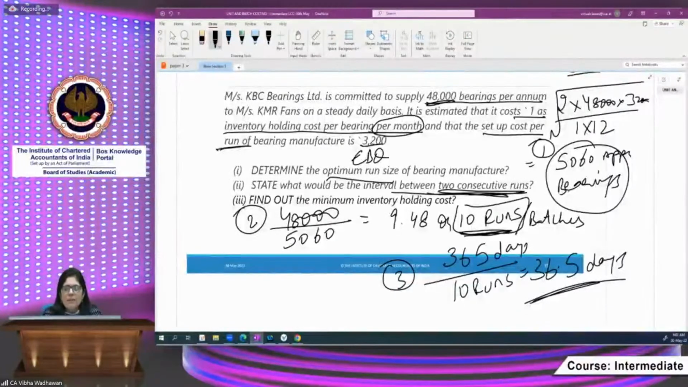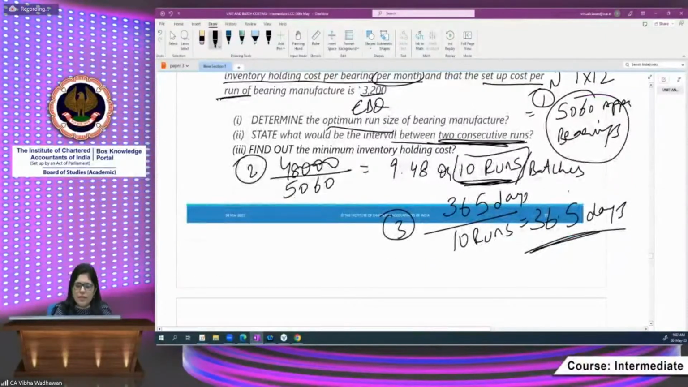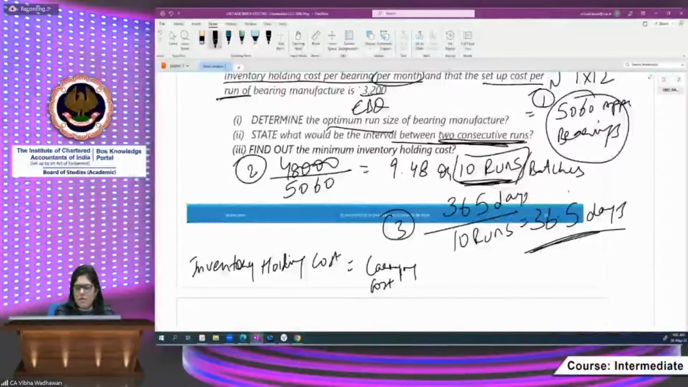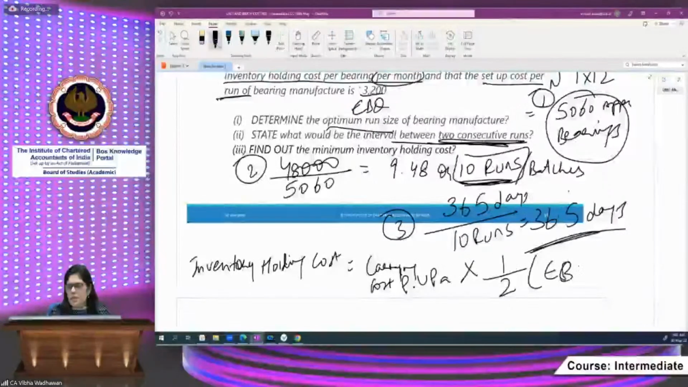Find out the minimum inventory holding cost. Clear? You must have done this in materials also. How do we calculate inventory holding cost? I'm just making you revise. Inventory holding cost is the carrying cost, or inventory cost, per unit per annum, into half of EBQ, or half of EOQ as we used to do.